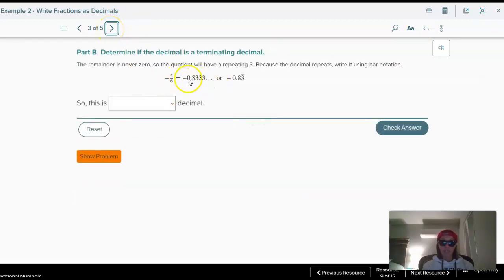So we can write this as negative 0.83, or negative 0.8333, or negative 0.83 with a bar over the 3, just the 3, because it's only the 3 that repeats. So this one is not terminating. It does not end.